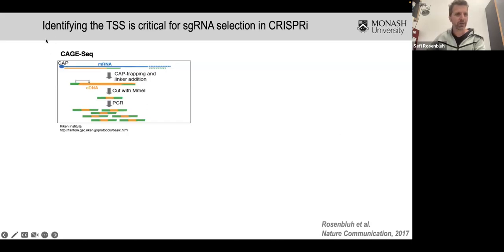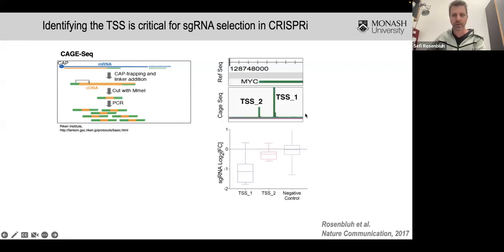So we said, maybe we'll use a different annotation of transcriptional start sites. We used a database called CageSeq, which is an experimental way to measure the transcriptional start site. And when we do this, we found that a lot of transcriptional start sites annotated in NCBI are actually not correct. Here's an example of MYC, so not some obscure gene, but even MYC. The transcriptional start site of MYC in NCBI would be annotated right here. If you look at CageSeq, it has two peaks, and this peak here is a smaller peak, so it's probably not the main transcriptional start site of MYC.